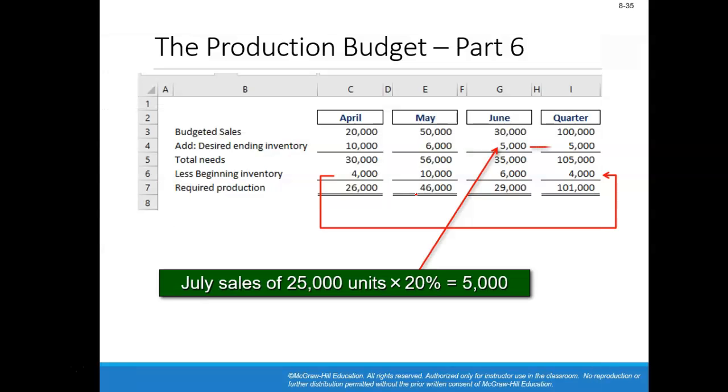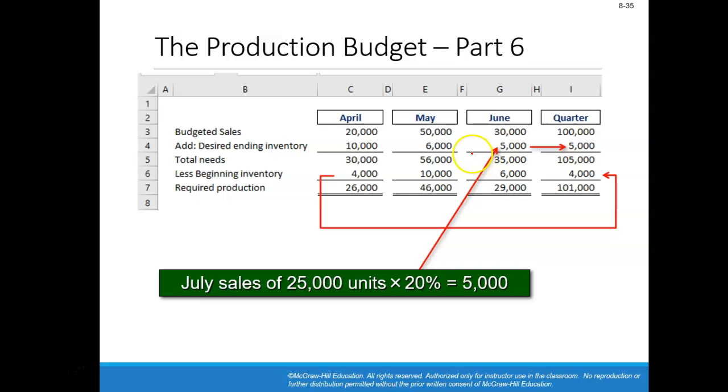Okay? Take a look at our June. For June, the ending inventory represents 20% of our next month's sales, which is July. So the July sales are not shown on this budget, but remember early on they gave information. We expect to sell 25,000 units in the month of July. Therefore, 20% of 25,000 represents 5,000 units. So we need 35,000 units to be produced in the month of June.